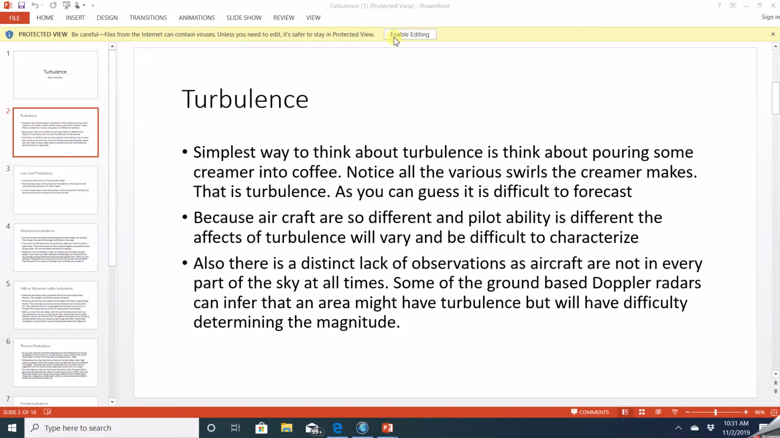So, this week's lessons, these 2 weeks, are about turbulence and wind shear. Two very common problems that aircraft face.